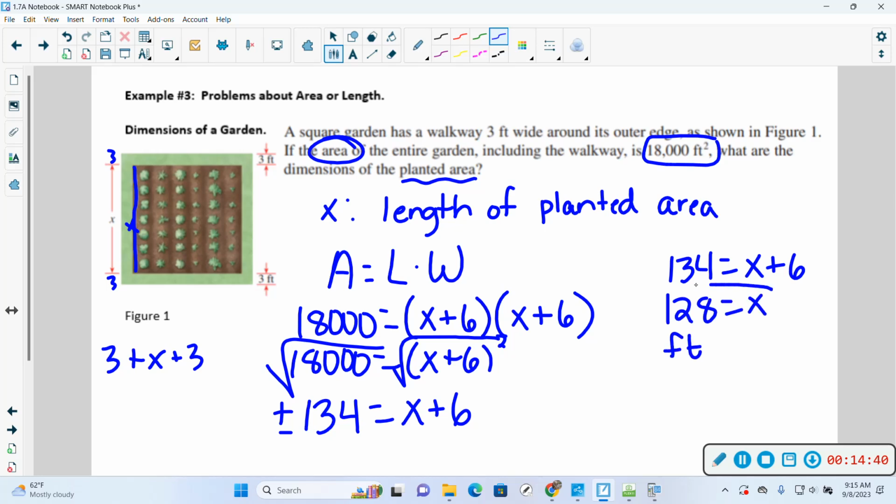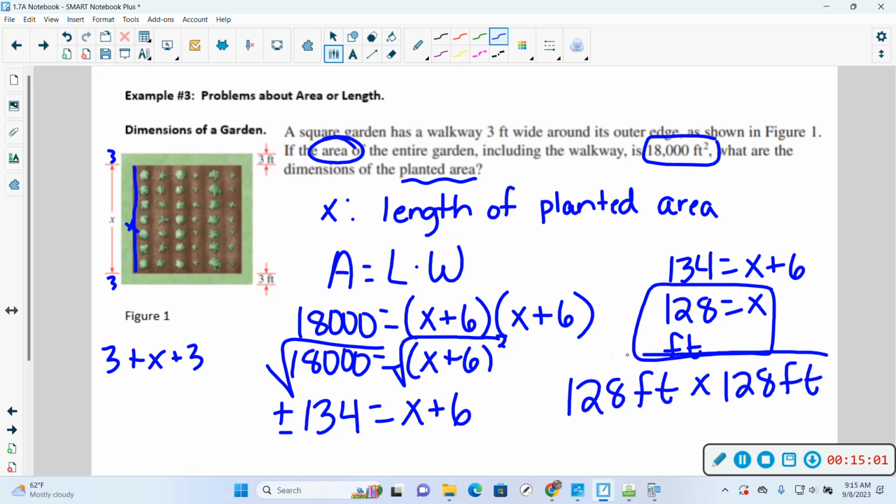Got it. Okay, so it asks you the dimensions of the planted area. So I'm just going to get fancy because really dimensions, it wants the length and the width. They're both what? 128. So I'm going to make it look fancy and say it's 128 feet by 128 feet because it wants both dimensions. Just to make it look nice. So a little geometry, so not too bad.